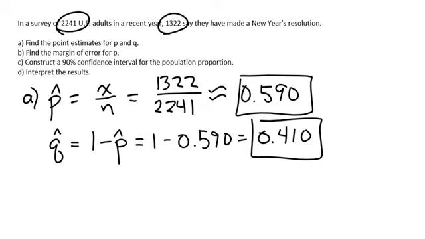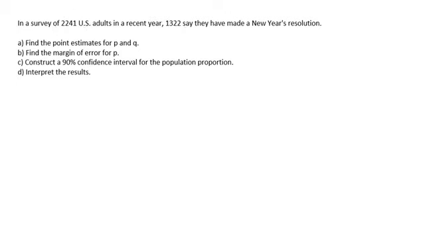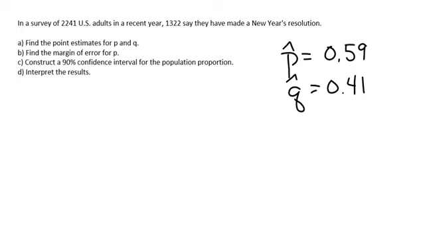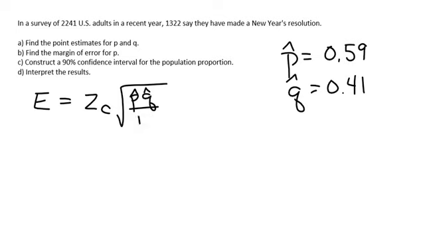Now let's look at part B. Find the margin of error for P. To calculate the margin of error, let's use the formula. The first thing we'll need to do is find our critical value. Notice that I'm going to be constructing a 90% confidence interval. So the Z critical value that I need to find is going to correspond to a 90% confidence interval.